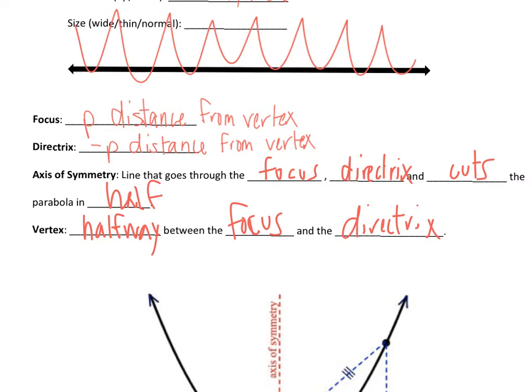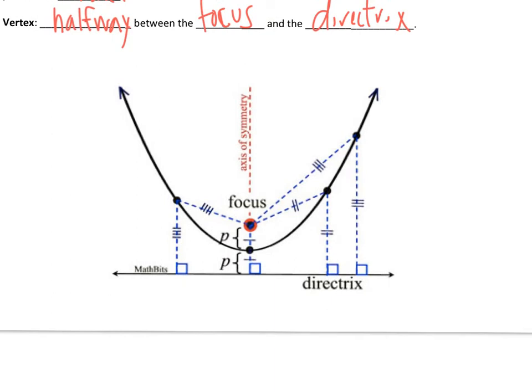Whew, a lot of words. You have p, distance from vertex, directrix, focus, axis of symmetry, all of these things. It might be easier just to look at what it actually looks like. So if we look at an actual parabola, back in Algebra 1, you are familiar with calculating the vertex and then maybe some extra points in here to graph a parabola. But what you're not familiar with are these extra points called the focus, and the directrix is actually a line.